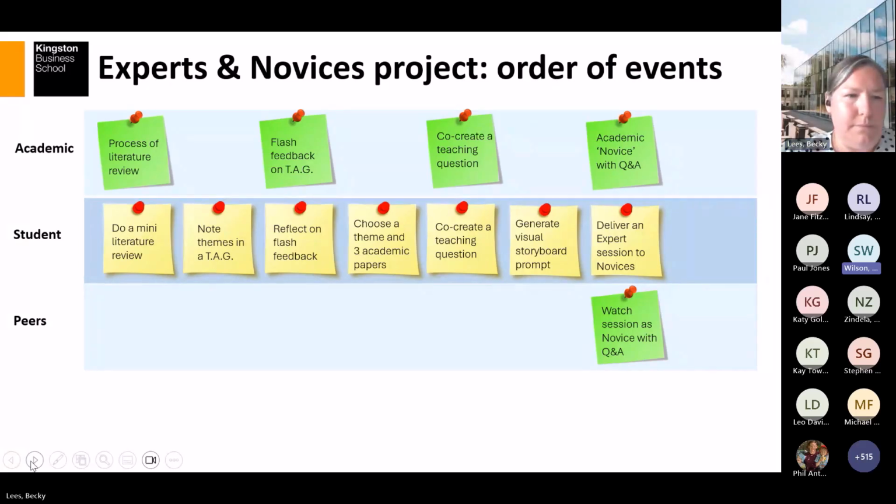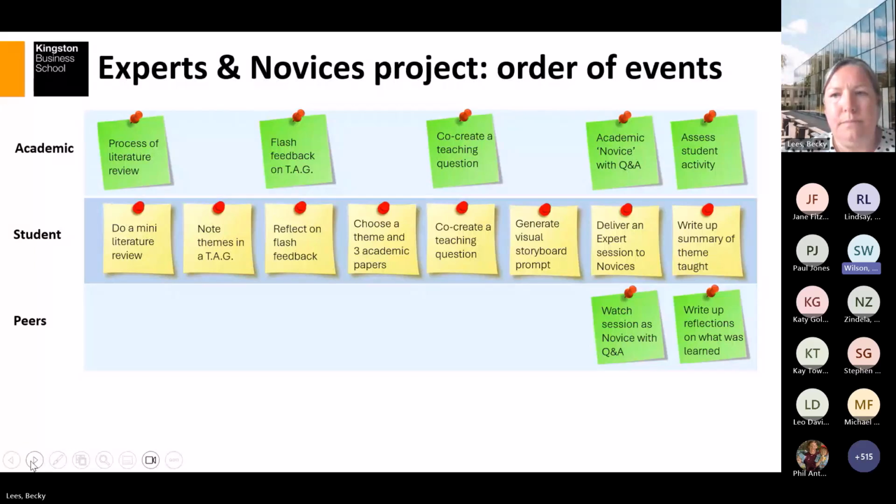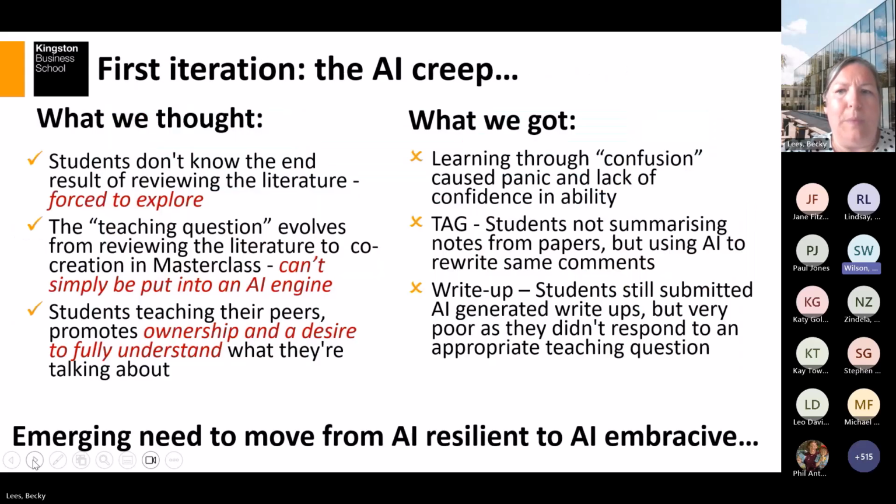At the end of that, they write up a summary of the theme that they've taught, and the novices will write up a summary of some of the things that they've learned. And obviously, I will then assess that. So that's the timeline. So initially, when we first did this, we thought of it as fairly AI resistant.